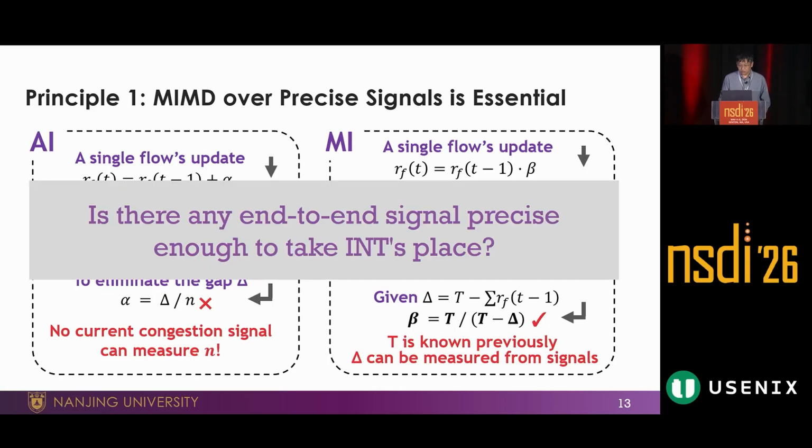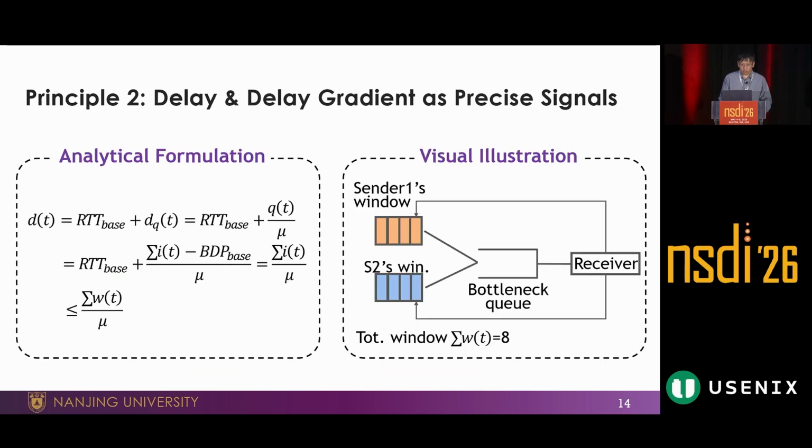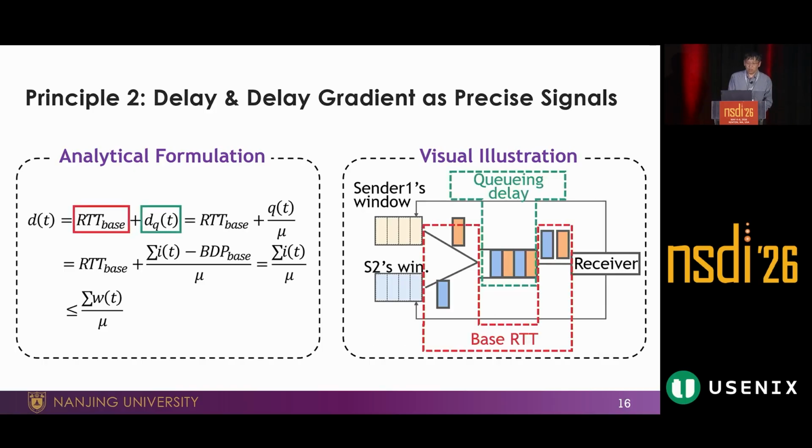This is the first one. The next question: if we follow this way and need to use MIMD, how can we get an end-to-end signal precise enough to complete this operation? Our second principle is that we use the delay and the delay gradient as our precise signals. This is our analytical formulation. I will skip it and just show the animation.